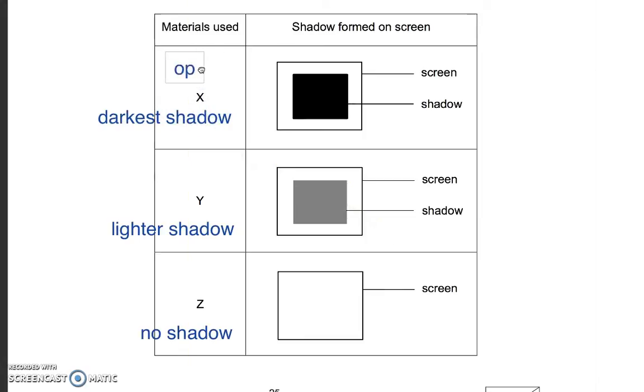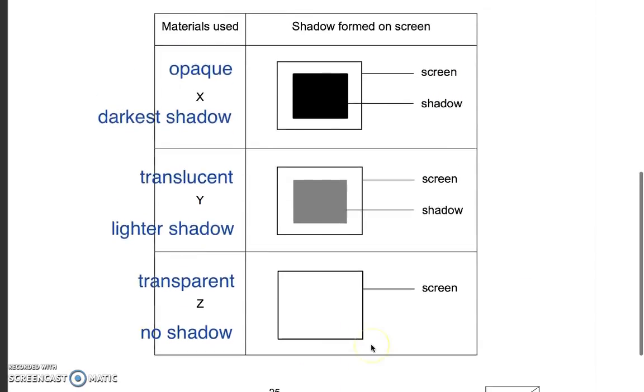I'm just going to type opaque here because it's going to get too long. And Y is actually a translucent object because it allows some light to pass through, and that's why the shadow casted is not as dark as your material X. And last of all, you realize that Z has no shadow formed, which means that it is actually a transparent object because it allows all light to pass through, hence it doesn't block light and no shadow is formed.